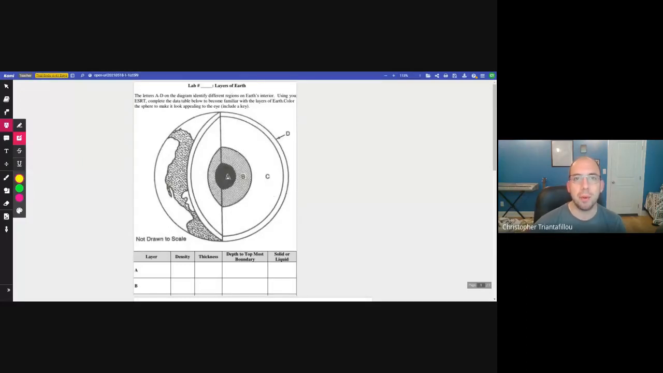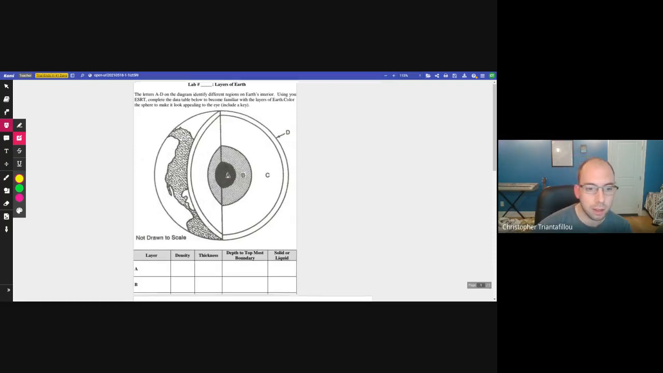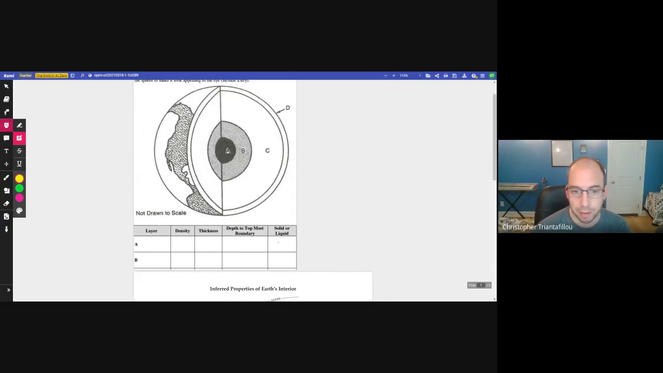Hi, everybody. I want to go through some of this lab with you, layers of Earth. It gives us this diagram of Earth's interior, and we have these different layers, A, B, C, and D. And then we have some information that we need to find.